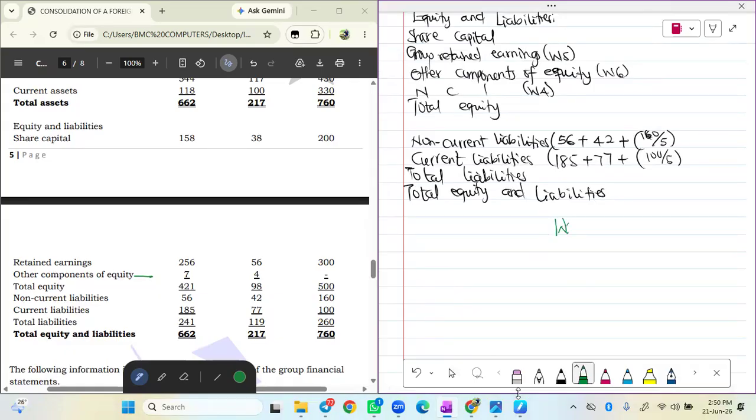Because the workings, if we joke, we can take about 2 hours. That's why I said consolidation should be the last question that you do in the examination hall. So this one, you can't say all workings in so and so, leave it. So start with the group structure.